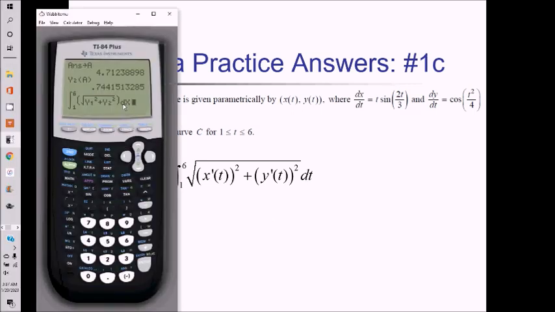So here's what that looks like on the calculator. We have integral 1 to 6. Here's x prime squared, and here's y prime squared. Press enter on all that. And we get a grand total of, well, we're making the calculator think on this one, about 10.569.